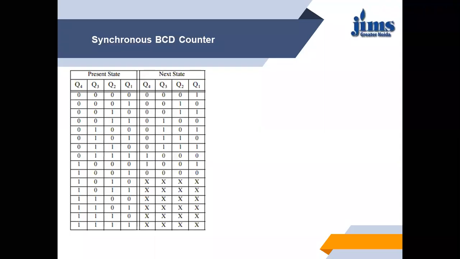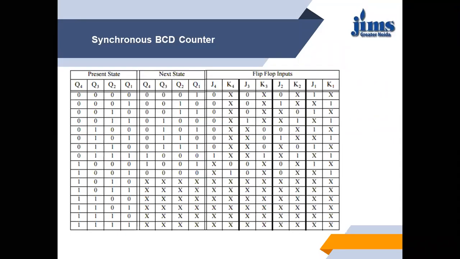Now with the help of the present state and the next state, we have to find the values of J and K for the different flip-flops. Looking at the present state of Q4 and the next state of Q4, you have to find the values of J4 and K4. From Q3 and Q3 plus, you find J3 and K3. For Q2 and Q2 plus, we find J2 and K2. And with the help of Q1 and Q1 plus, we find J1 and K1. Now in the next step, we have to solve the different K maps for J4, K4, J3, K3, J2, K2, and J1 and K1.